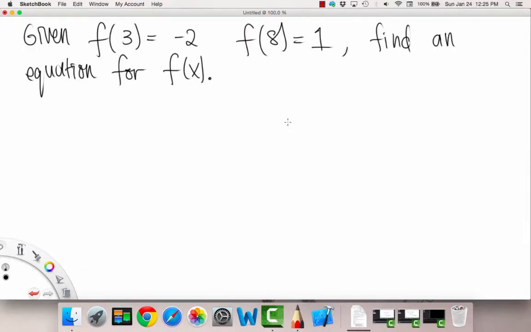Okay, here's one more example we'll go over before concluding this video. So we have, given f of 3 is equal to negative 2, and f of 8 is equal to positive 1, find an equation for f of x. Okay, so you might be thinking, how am I supposed to do that? Don't worry, I will explain how to do this. Okay, so they gave us essentially 2 points for our function, okay? So this one means when we plug in a 3, we get out an output of negative 2. Okay, and this one means 8, 1.